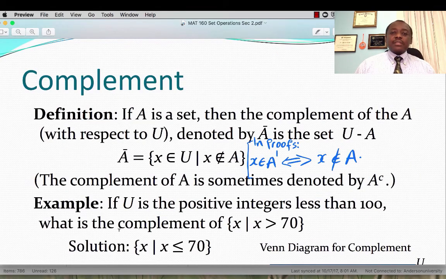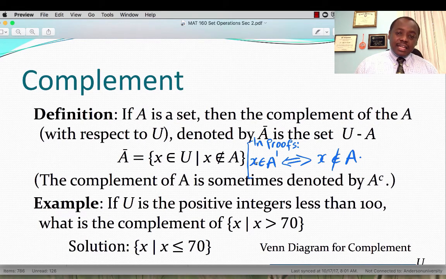Complementation. The complement of A is denoted by A bar, A prime, A with a little c. I prefer writing it as A prime, but you could use any notation. So that is simply the set of all elements X in the universal set such that X is not an element of A. Again, we're interested in proofs. How do we apply this in proofs?